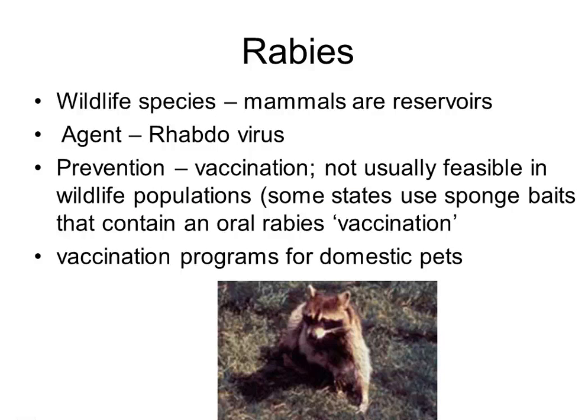Rabies is one many are familiar with, and mammals are the reservoirs for this disease. Prevention is through vaccination, but that's not necessarily feasible in wildlife populations. In some states, they use sponge baits, which attract the animals that chew on them, and they're inoculated that way, or vaccinated in that way. And vaccination for domestic pets at least keeps your domestic pets from being reservoirs as well.